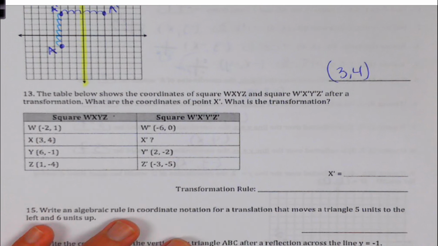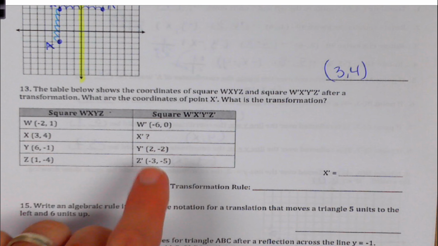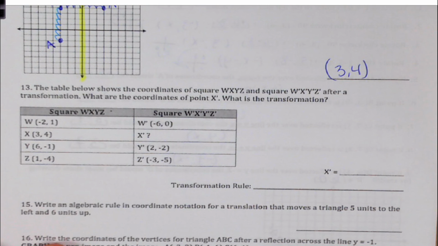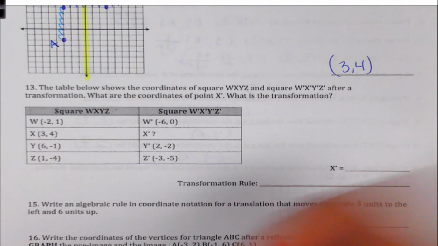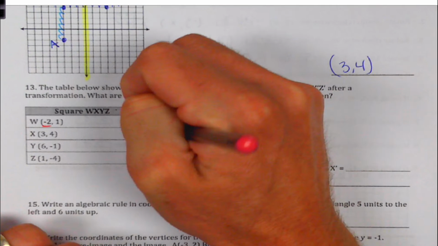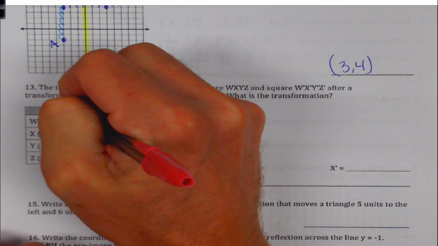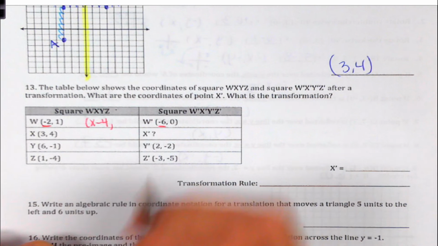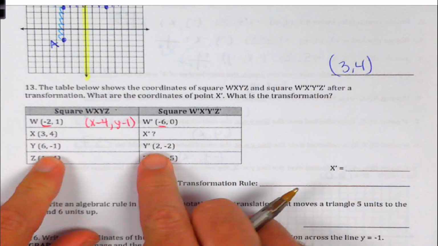Number 13, we have a table of values, and so this is the original, this is transformed, and I'm trying to figure out the rule. So I have to judge what's happening from here to here. I look at -2 and -6, and I ask, what happened between -2 and -6? It looks like we went down 4, so I would say x minus 4, I went left 4. And then I went from 1 to 0, I'm going to say that's y minus 1. I'm going to check that makes sense.